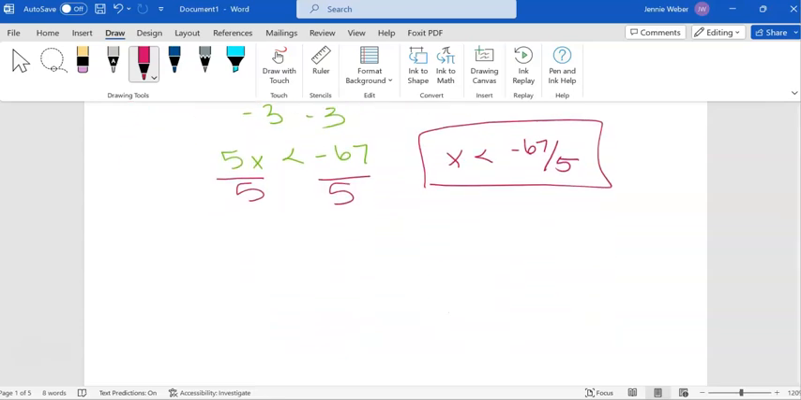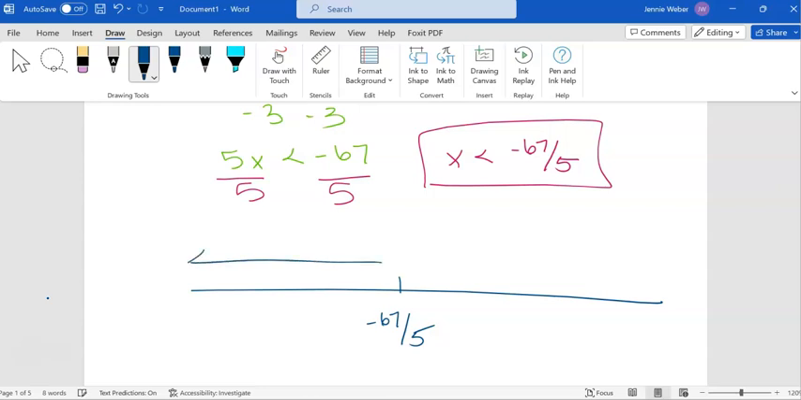Now from here, I want to get to interval notation. So usually what I do first is I graph it. So here's my negative 67. This is smaller, so this says I'm going this way. This is my old open circle. It's not inclusive, so I use a parenthesis. Parenthesis is for not inclusive. That means there's no or equals, no line underneath it. So parentheses are these. Brackets are these.